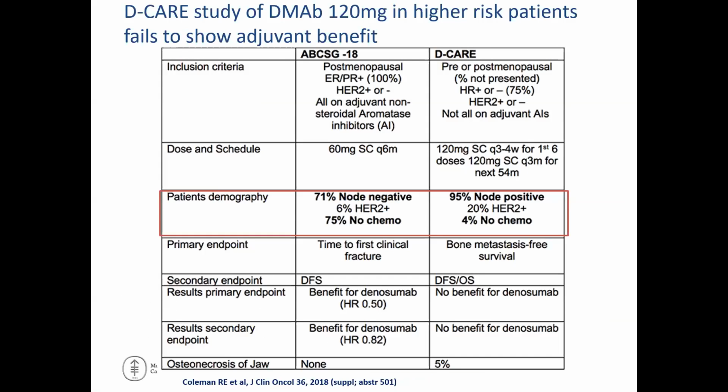Nothing is perfect. So with the denosumab data, there was another study, the D-CARE study, that a lot of us know about. It was using a higher dosing frequency of denosumab, and it was a different patient population here. Only 4% of the patients in the D-CARE study had no chemotherapy, whereas 75% in the ABCSG-18 had no chemotherapy. It was higher risk, et cetera. So there was no benefit found here in disease-free survival in this study, and there was more osteonecrosis of the jaw found in this study, not surprisingly, because they were using more intensive dosing. Okay.